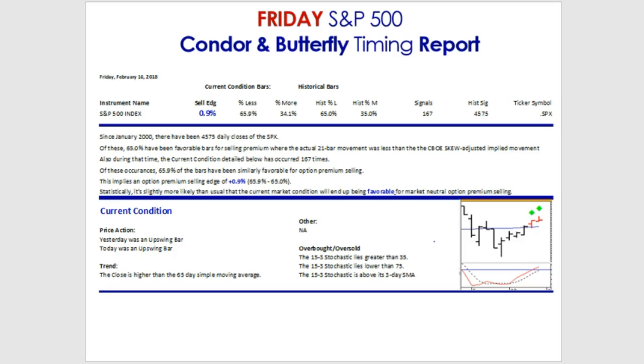So pretty much it's a wash. Just barely even, hardly a percent, 0.9% is the edge that we have here. That's what's implied, a selling edge of roughly 0.9%. Statistically, it's slightly more likely than usual that this market condition will end up being a favorable one for market neutral option premium selling. It's pretty much a wash, folks.